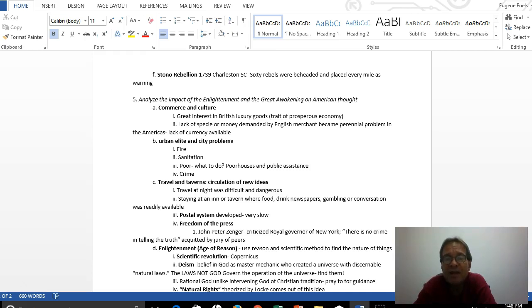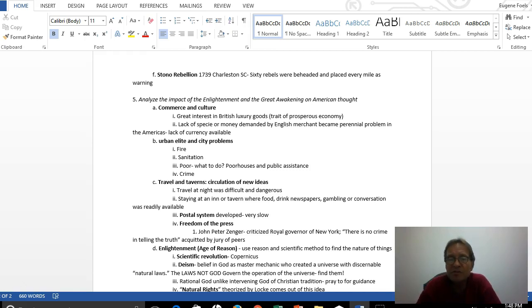Travel and the taverns. Taverns will be a useful place to pick up knowledge. It's dangerous to travel at night, so the tavern operators would also engage in the motel business, giving people rooms to stay in for the night. Eventually the postal system will develop, but it's still very slow at this time with the lack of proper roads.